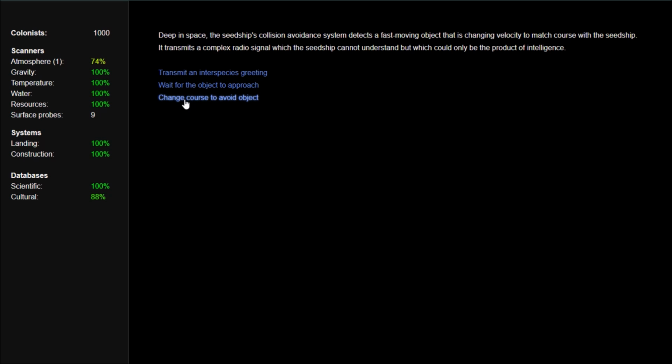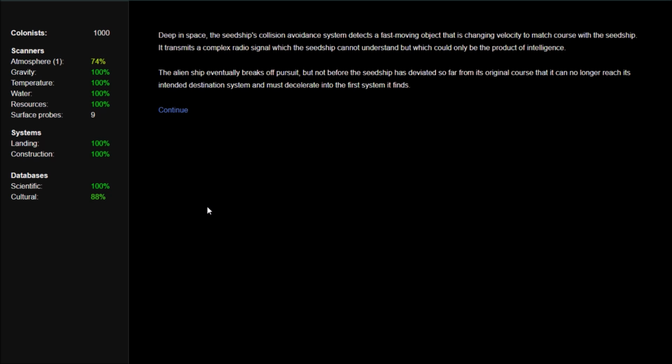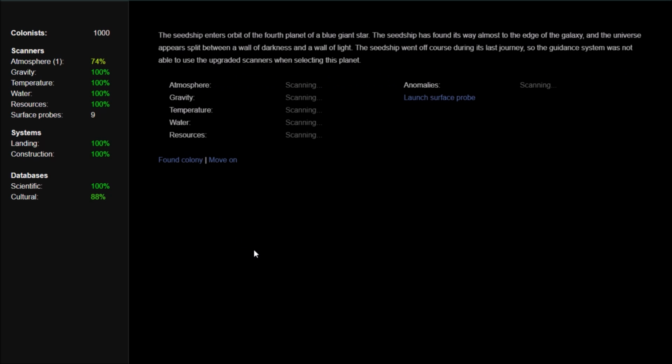No. Avoid that object. Alien ship eventually breaks off pursuit, but not before the seed ship has deviated so far from its original course that it can no longer reach its intended destination and must decelerate into the first system it finds. Orbits the 4th planet of a giant blue star. Oh, my atmosphere scanner is breaking. It has found its way almost to the edge of the galaxy, and the universe appears split between a wall of darkness and a wall of light.